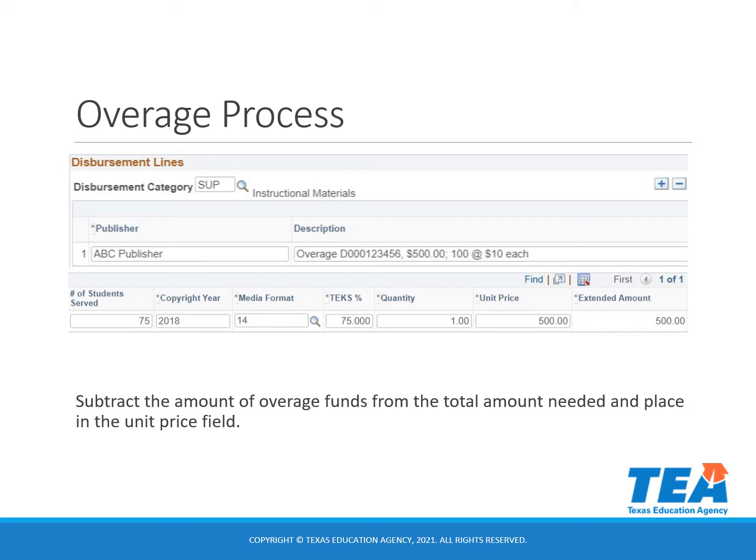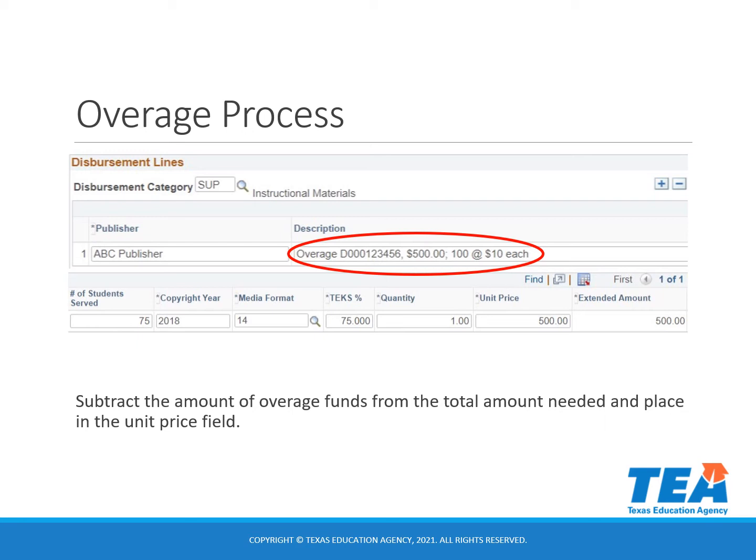Here is an example on how to apply overage funds towards a new allotment disbursement. You'll start by referencing the amount of overage funds that you're using and the transaction ID of the disbursement that the overage funds originated from. In this example, you can see that the appropriate information has been referenced in the description field. This lets us know that the district has $500 in overage funds from a previous disbursement and that they are applying this overage towards the submitted disbursement.